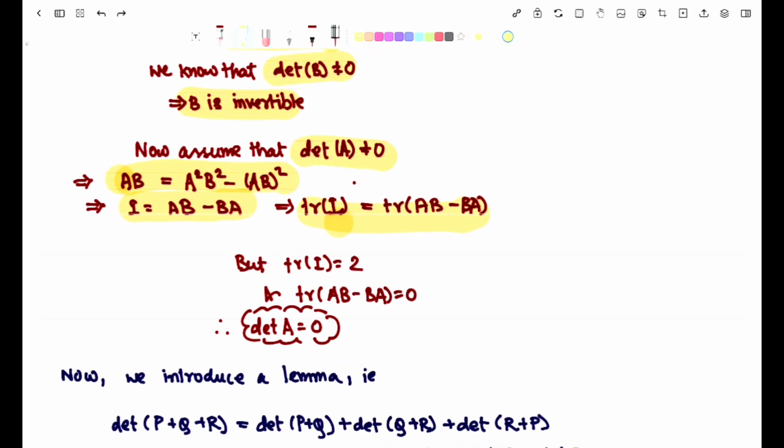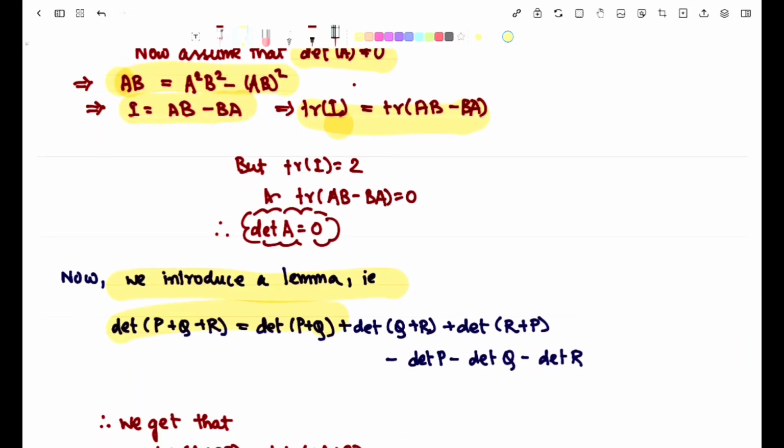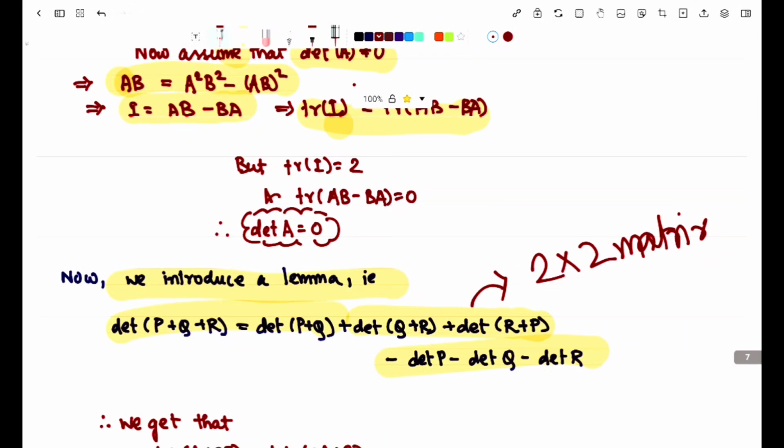That we introduce, that is this one. The determinant of p plus q plus r equals the determinant of p plus q, plus the determinant of q plus r, plus the determinant of r plus p, minus the determinant of p, minus the determinant of q, minus the determinant of r, right? So now this is a mind-blowing statement, but wait a minute, let me just blow it a bit more. This is only valid for a 2 cross 2 matrix, so it's not such a mind-blowing statement, but yeah, you can use it to simplify things.